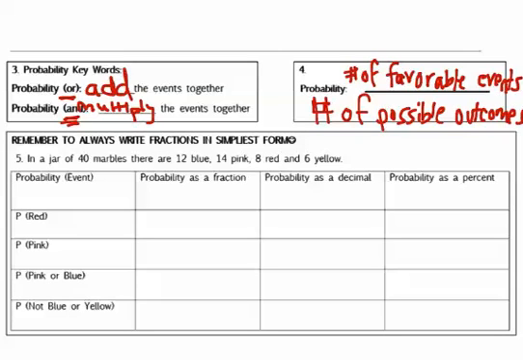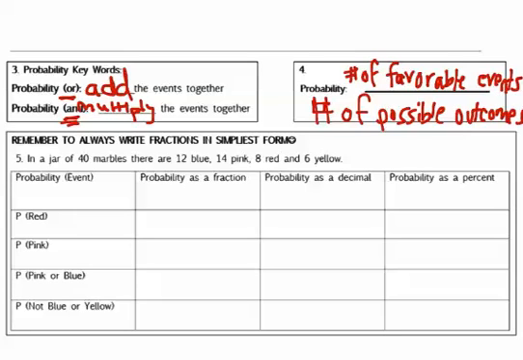Okay, so we're going to use that setup. Number of favorable events. Favorable just means what's the question asking for. And then number of possible outcomes, how many marbles are in a jar, how many heads and tails, so there's always 2 possible outcomes. If it's a dice, there's always 6 possible outcomes.